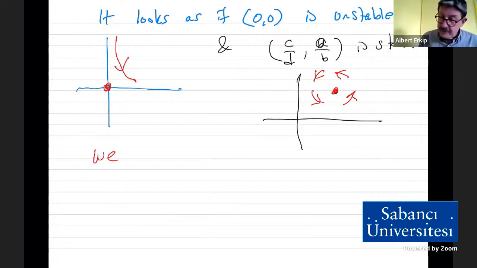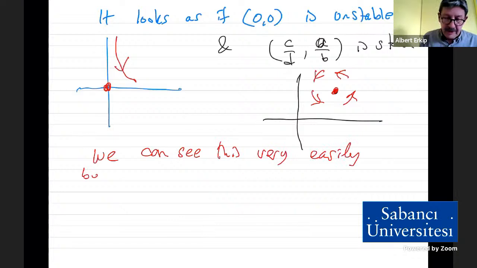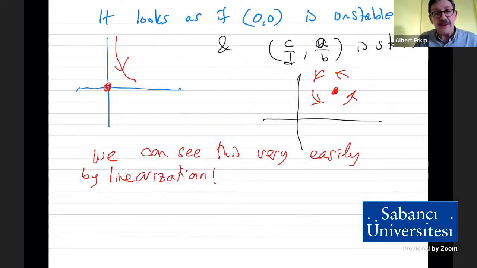Now we can see this very easily by linearization. I'm not going to do it here; I'm going to leave it as an exercise. And I'll stop here.